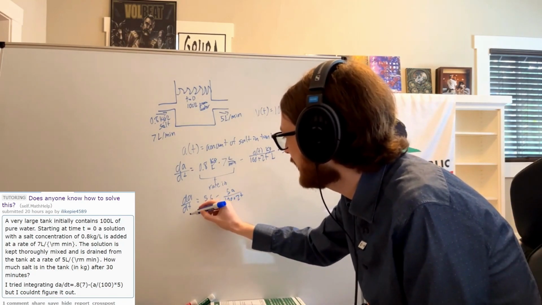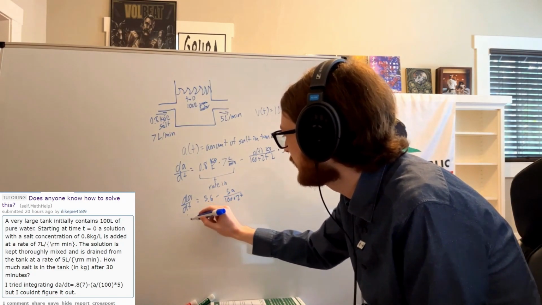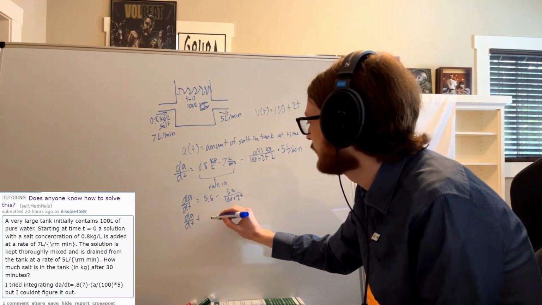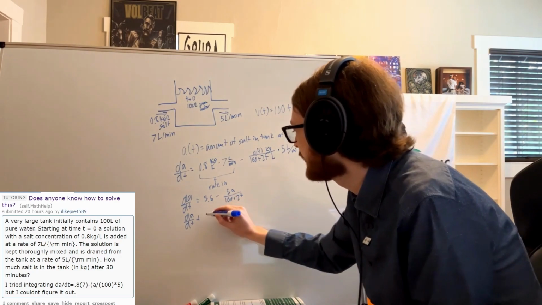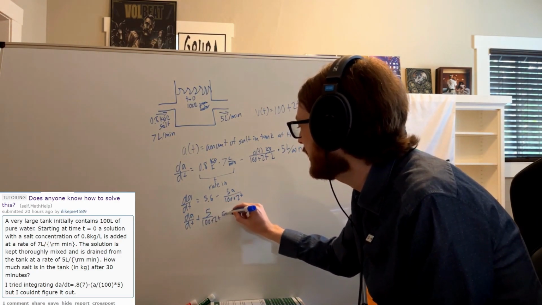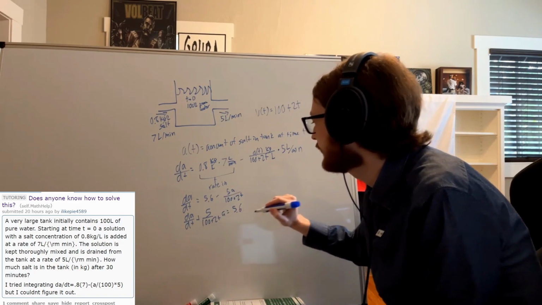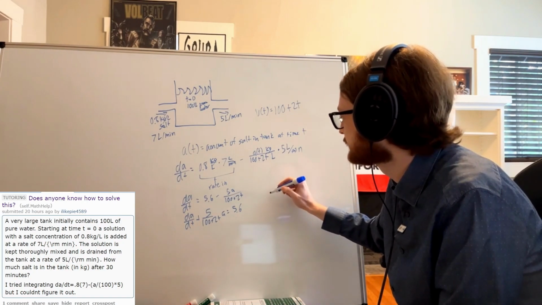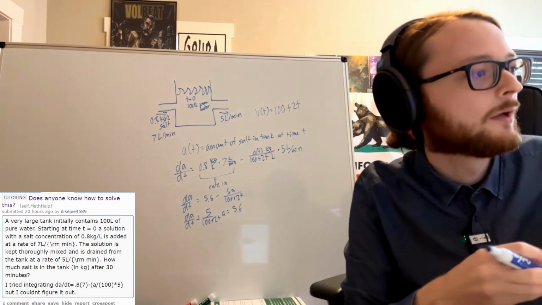I'm going to solve with an integrating factor. So I'm going to rewrite it a bit differently to put in a more familiar format. I'm going to add this term to both sides, and I'm going to put the a off to the side. 5 over 100 plus 2t times a is equal to 5.6. Now we need the integrating factor, which is... I'm going to get this mixed up.